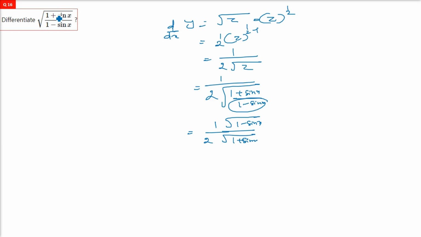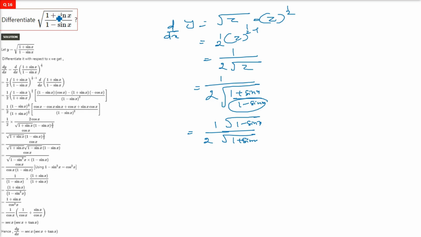No, because we have just done the first step. Now you have to differentiate (1 plus sin x) by (1 minus sin x). Now this is the point we have already come to. Those who are doing it by themselves, I just showed you the answer. And for those who have come to this step, the next one is to differentiate the inside stuff.